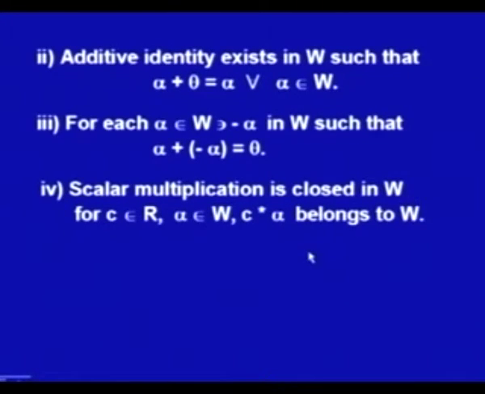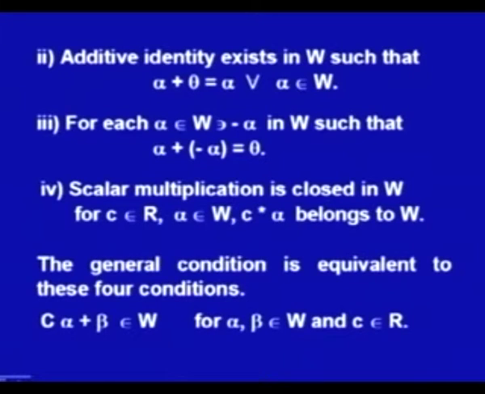So, if all these 4 properties are satisfied, the rest of the properties are trivially satisfied because they are satisfied for V. So, this W will form a vector space. Now, one can notice that these 4 conditions can be translated into a single condition: C alpha plus beta belongs to W, for alpha and beta belonging to W and C belonging to R. If this single condition is satisfied, then all these 4 conditions are implied. So, let us prove this.